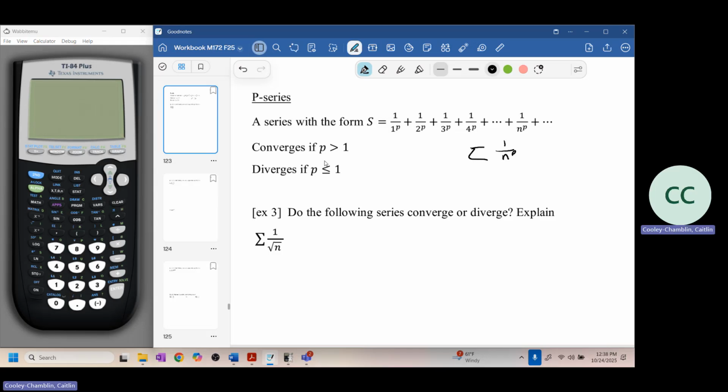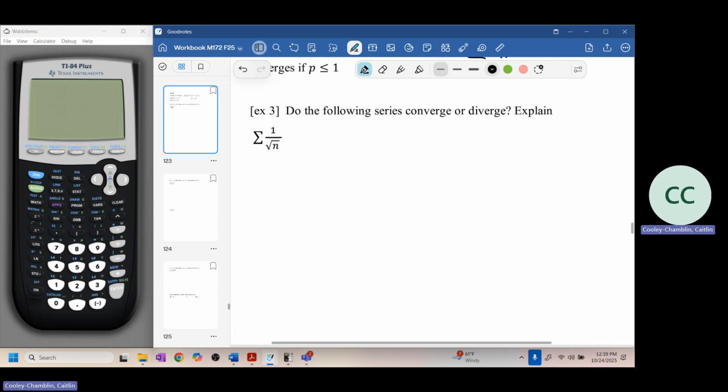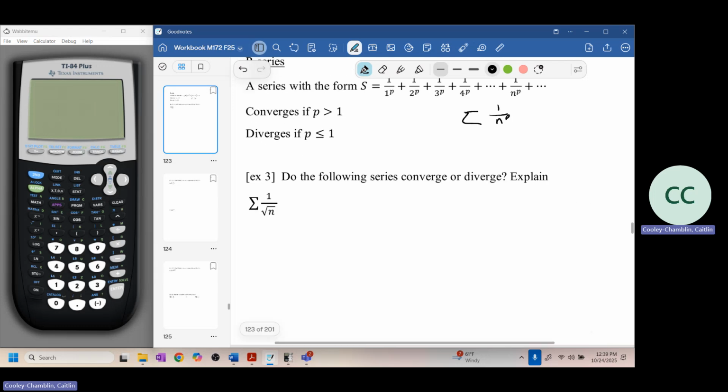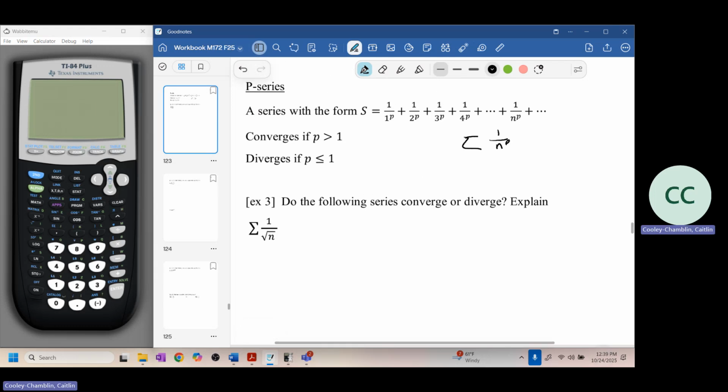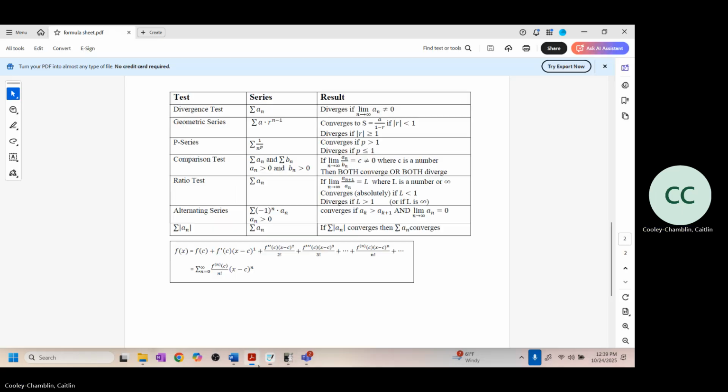So this is a continuation of our geometric series lesson. If you're in the booklet, you'll see that's why it has example 3 instead of example 1. It says, do the following series converge or diverge, explain. And so now we're looking at p series. And again, on your formula sheet, it is the third one.